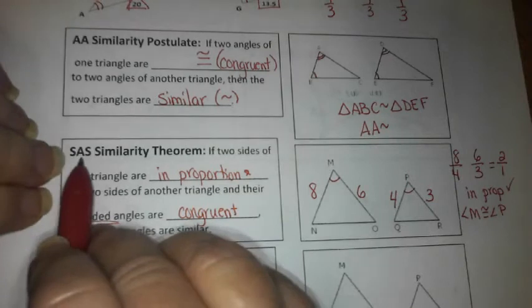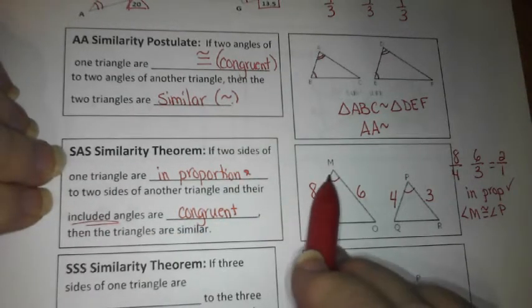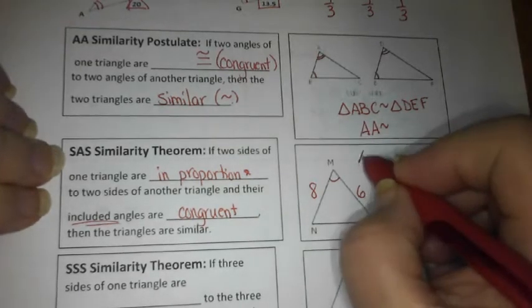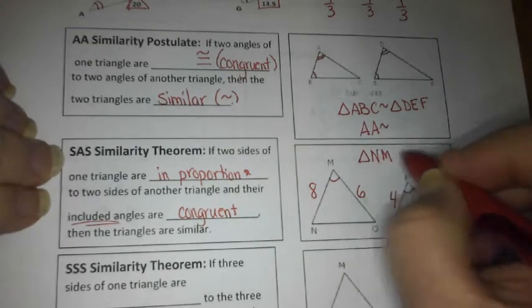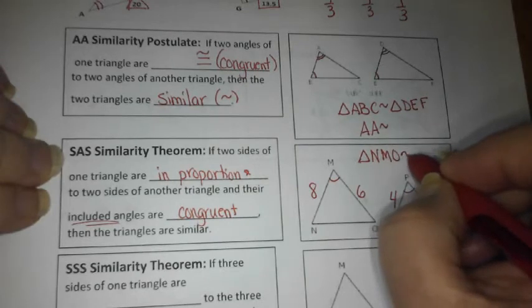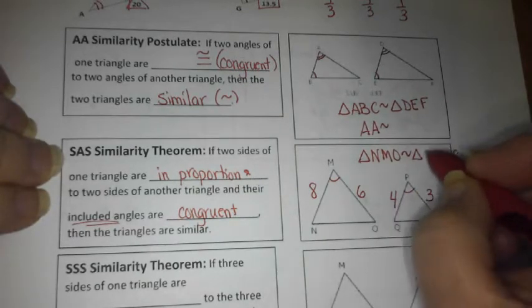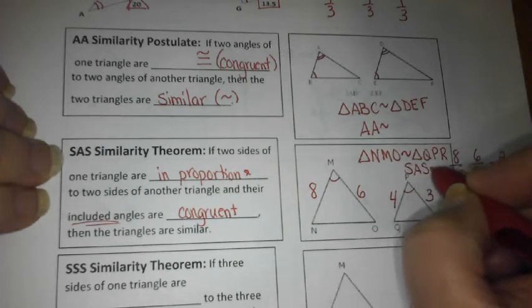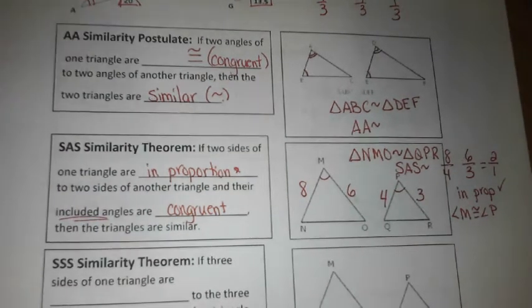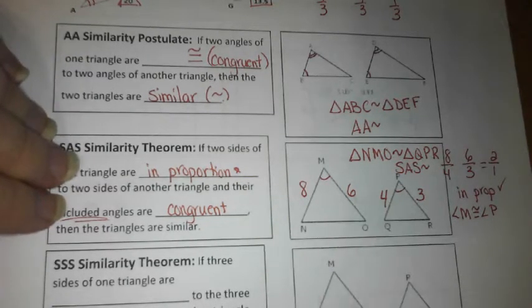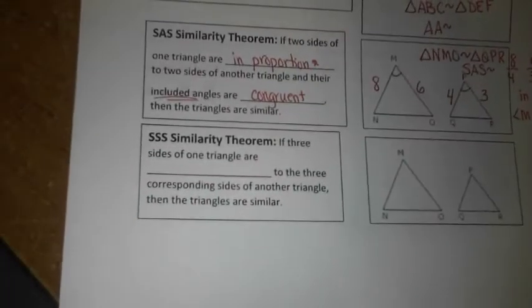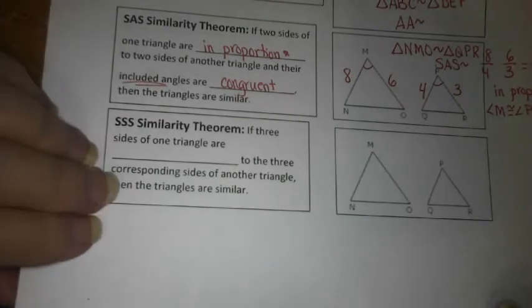That's our A in the middle. Side, angle, side. Side, angle, side. I can now say that triangle NMO is similar to triangle QPR by the SAS Similarity Theorem. We're looking for sides in proportion and angles that are congruent. That one's SAS. The next one's called SSS.